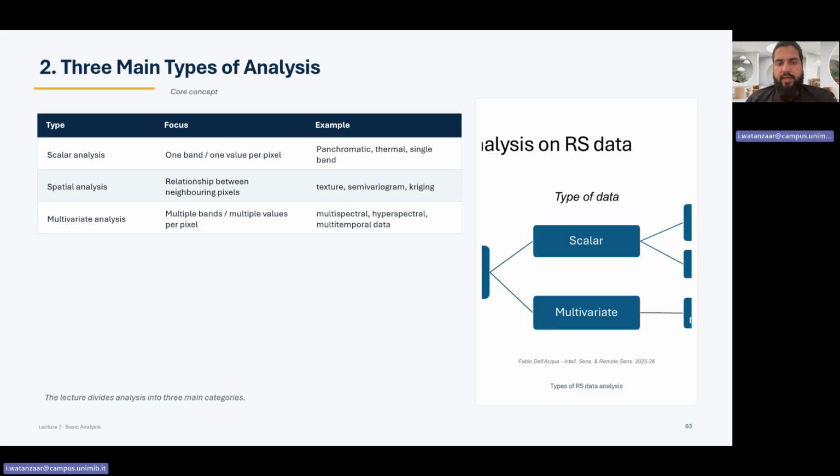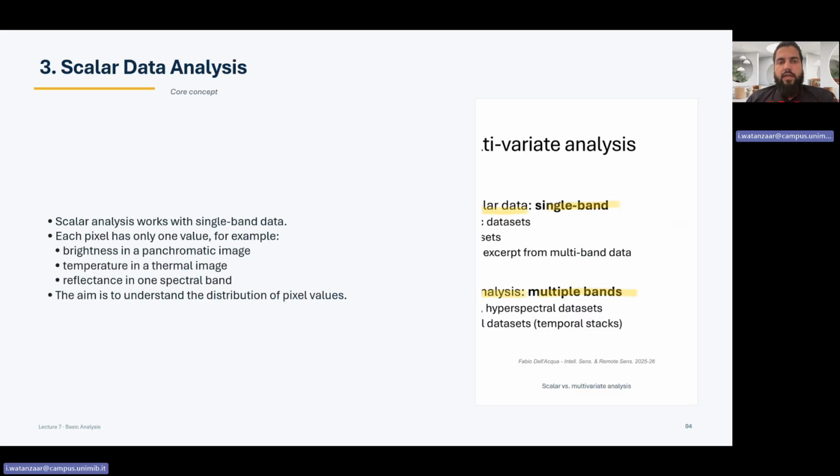We are starting with scalar analysis. As we go through the course, we will see different types of analysis. We will start with scalar, then spatial, then multivariate, slowly, step by step. Scalar analysis works with a single band. We discussed already that each pixel has only one value, for example the brightness in a panchromatic image.